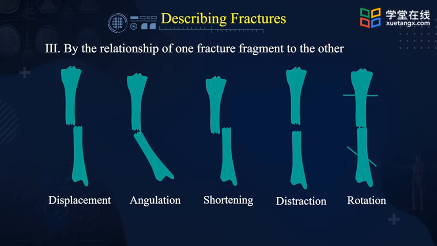Shortening is the overlap of the two ends of the fracture fragments. The term that is opposite to shortening is distraction. The distance between the broken ends of the fragments, which are separated from each other. Rotation describes the orientation of the joint at one end of the fractured bone relative to the orientation of the joint at the other end of the fractured bone. Now let's start to identify some common dislocations and fractures.